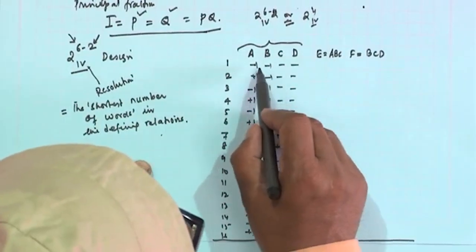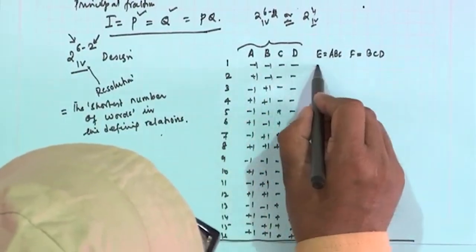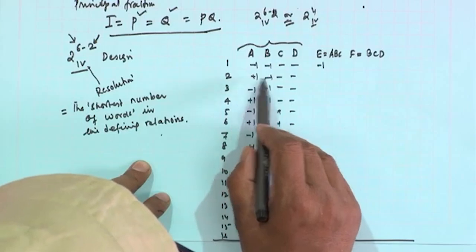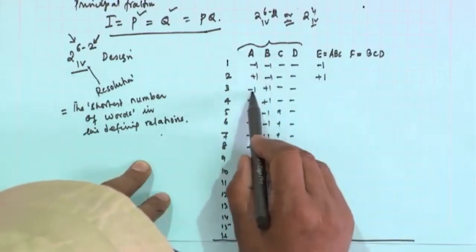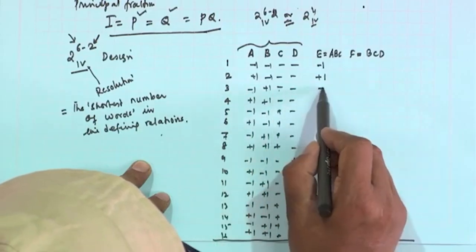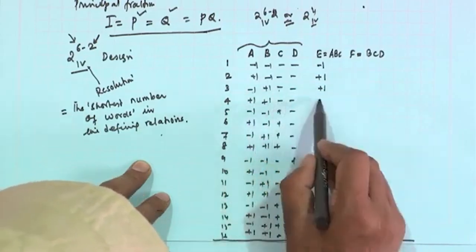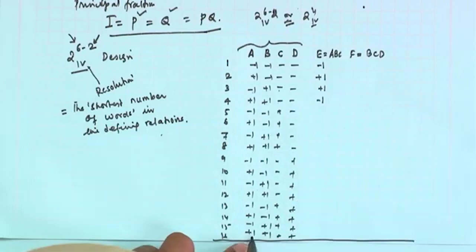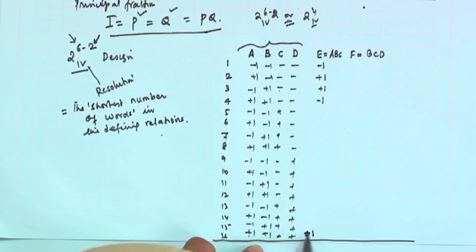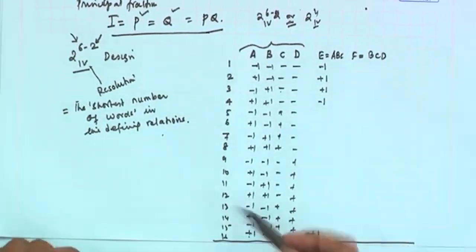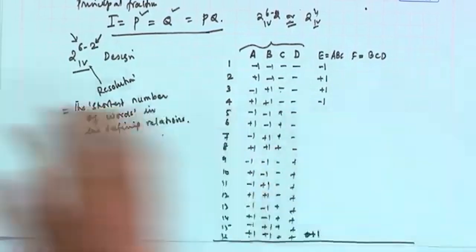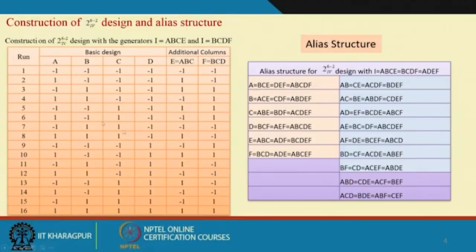A, B, C. ABC means minus minus minus, obviously this will be minus 1, plus minus minus, this will be plus 1. So, A into B into C, so minus plus minus, this will be plus 1, plus plus minus, this will be minus 1. In the same manner, minus plus plus, plus plus plus, this will be plus 1. So, in this manner F also you will create, and then this table will be generated.